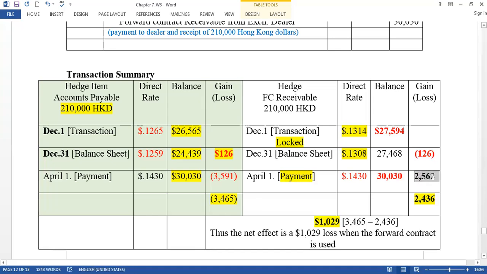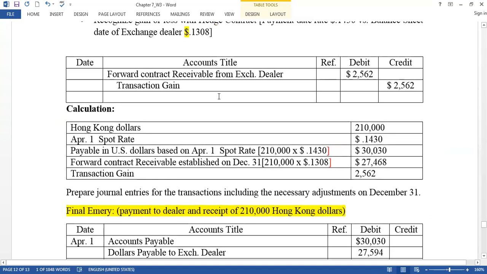So how to calculate this gain? Because we compare these two now: balance sheet date and the payment date rate. The payment date rate is 1430, but the balance sheet date rate was $0.1308. So we compared these two and we have a gain. What is the meaning of we have a gain? That means this money we are going to receive from whom? We are going to receive from the exchange dealer. Yes, look at here. So we have a gain now.